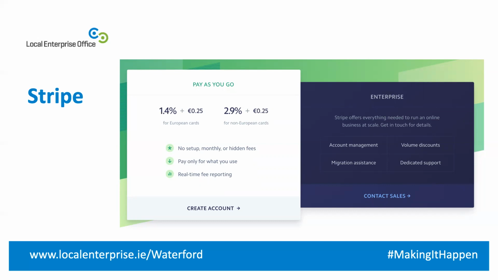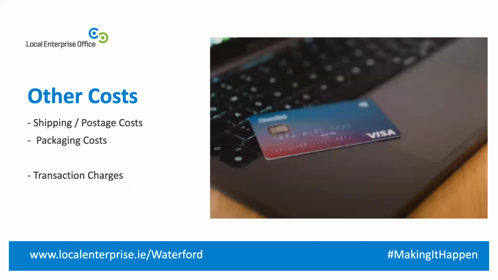You don't need both of them. Other costs that you have when you're selling online are your shipping and postage costs, An Post, DHL, whichever one you're going to use, and the boxes that you're going to put it in. So don't forget the cost of the box that you're going to put it in.